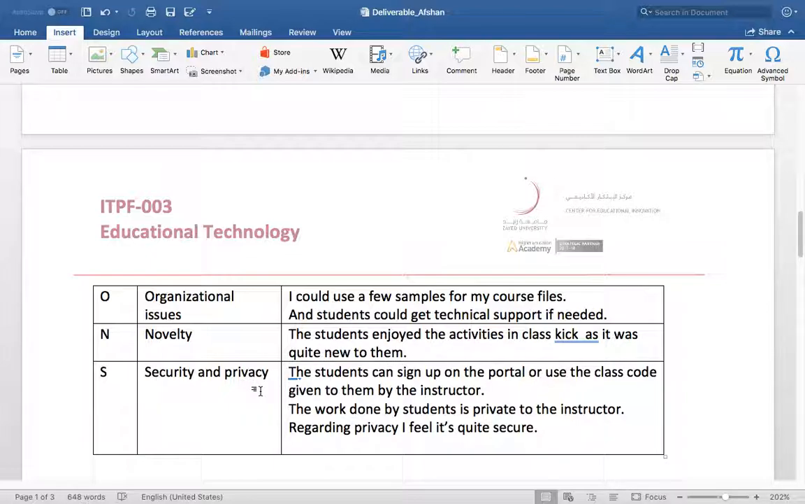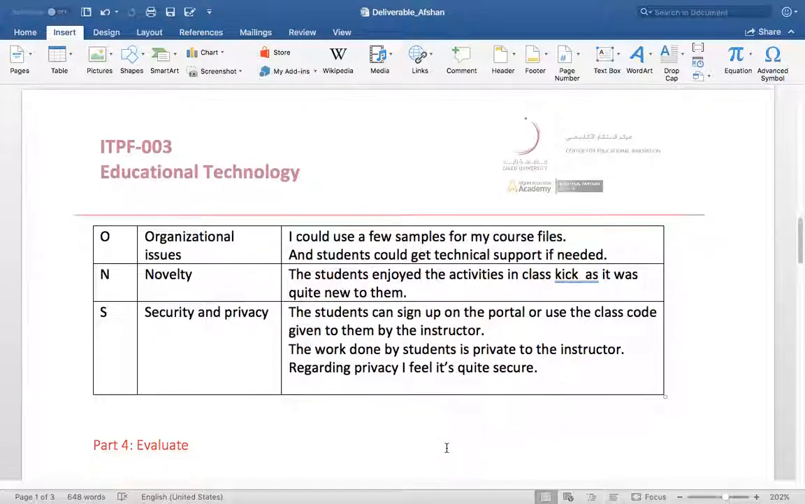Regarding security and privacy, the students can sign up on the portal or use the class code given to them by the instructor. Also, the work is private to the instructor, as whatever they were able to submit or do on the website was fairly private to me and them. So I think it's quite secure.